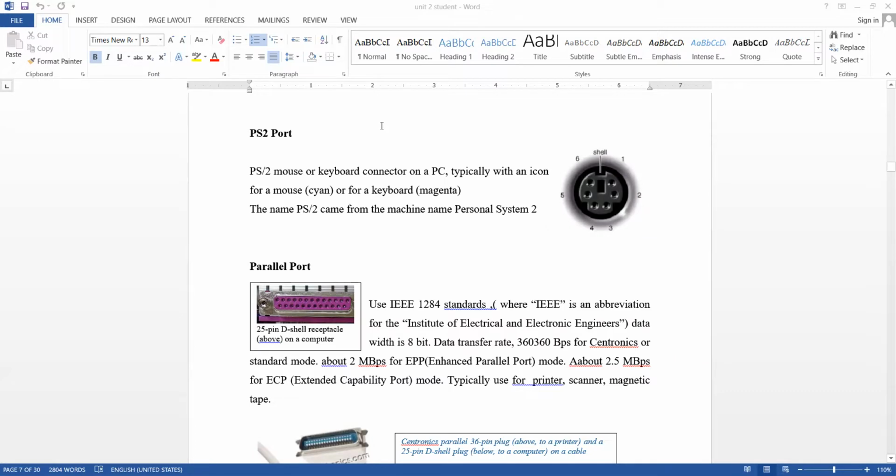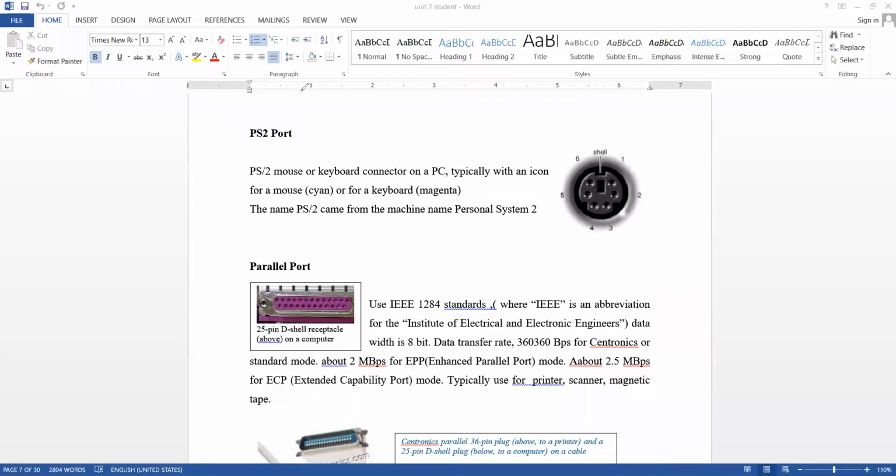Since it is round, you can't plug it in any way you want, because there is a slightly different part here. Around it you have circles, right? So you have to place it in this way. If not, the pins will be damaged, and if the pins are damaged, it cannot work. So this is called PS2.